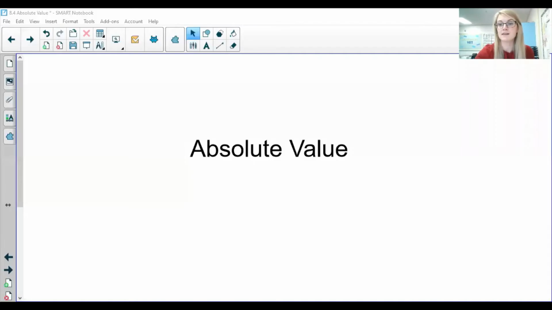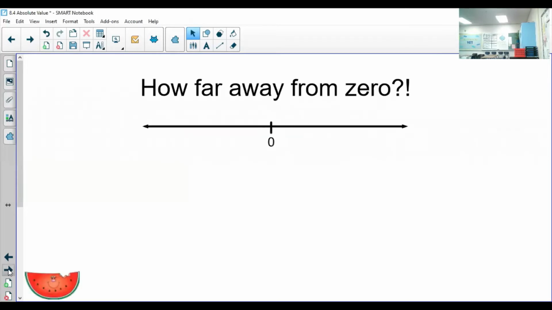So absolute value is where we're starting today, and it's probably something that might be brand new to you, but this will be a good opportunity for you to learn something brand new. Okay, I'm gonna head to the front. So absolute value is basically asking how far away is a number from zero.